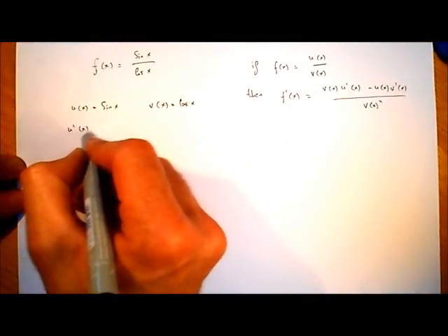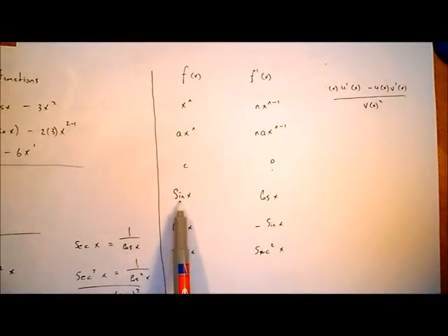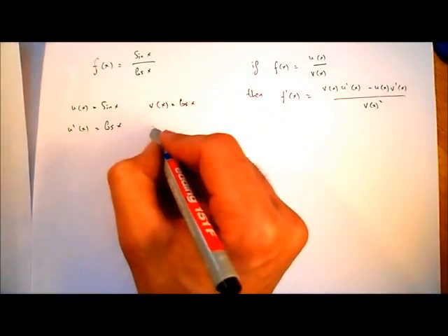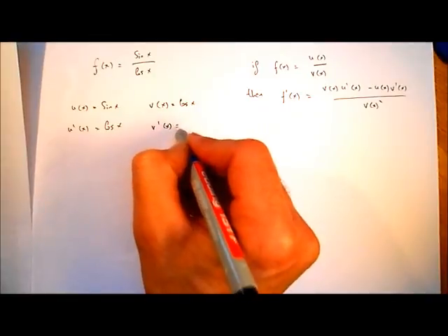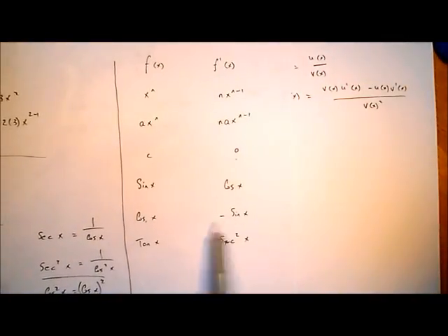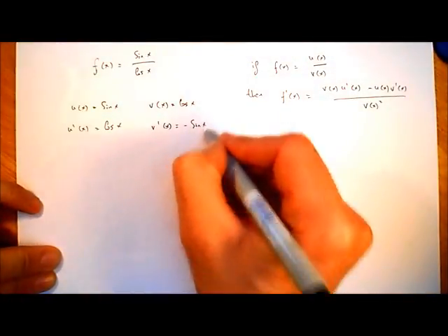So u dash x would be, well, let's look at the rules. Sine x differentiates to give us cos x, so that's the one. So when we differentiate this sine x, we get cos x. We want v dash x, so cos x differentiates to give us minus sine x. So when we differentiate this cos x, we get minus sine x.